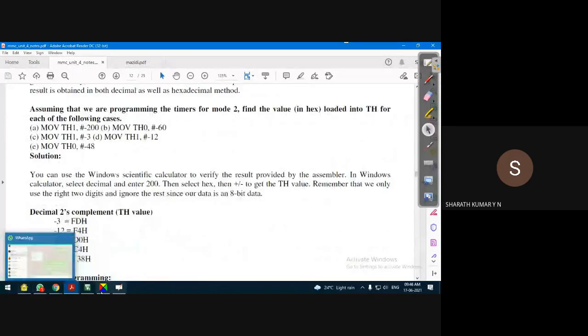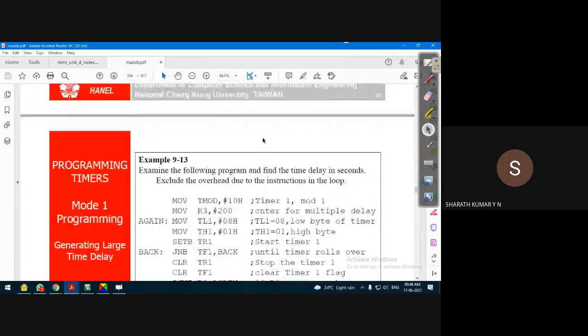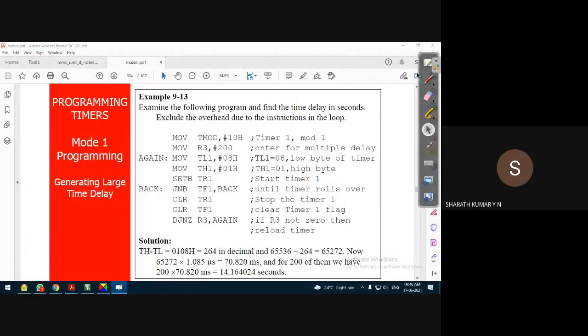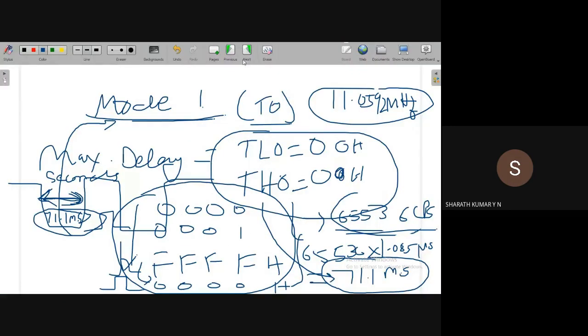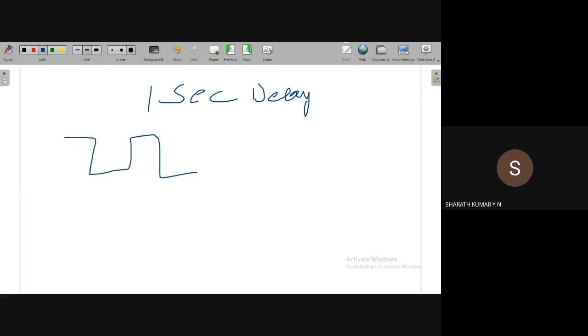Before going to this program, first understand the basic concepts to generate a larger delay. Let us say, for example, I need to generate a 1 second delay. What is a 1 second delay, guys? One off period is a 1 second delay.